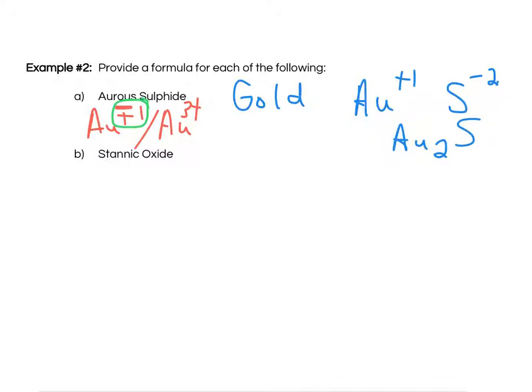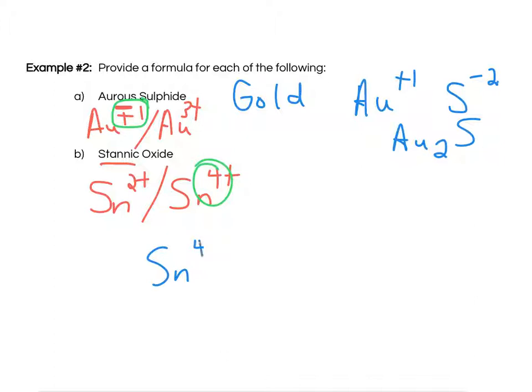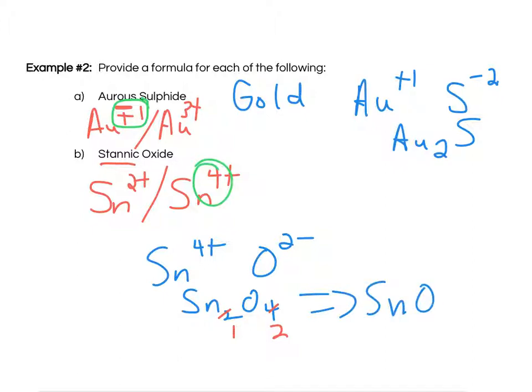Now let's look at our second example. So stannic, okay, so that is tin, and tin with the higher of its two possible charges. So tin can have a 2+ charge, and tin can also have a 4+ charge. Since the IC ending is there, I know that I'm dealing with tin with the 4+ charge. So Sn 4+, and then oxygen is O 2-. Crossing those down gives me Sn2O4, which of course I want to reduce to lowest terms, and that will give me a 1 and a 2. So my final formula is SnO2. Done.